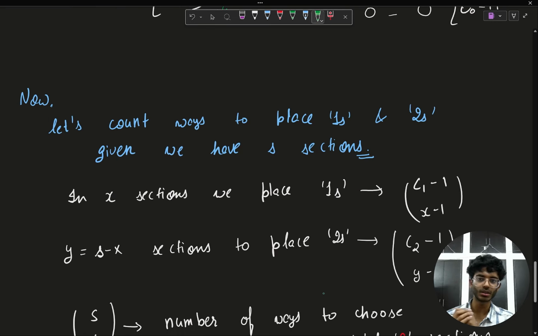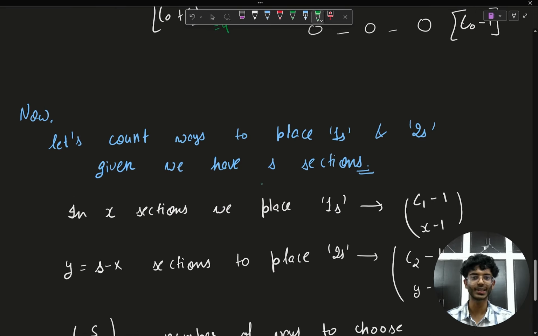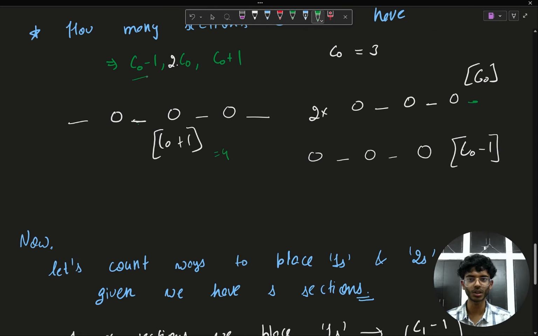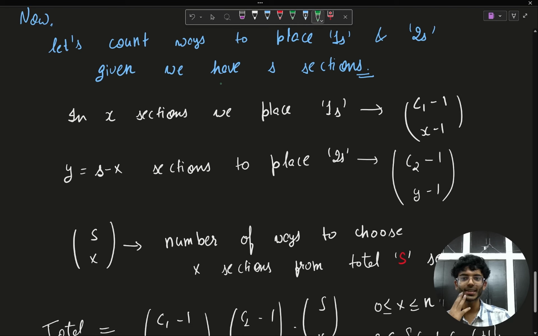Now let's count the ways to place ones and twos, given that we have S number of sections. S can be either C0 minus 1, C0, or C0 plus 1. So let's say out of all of these S sections, we want to place ones in X sections out of them. Let's say in total we have 5 sections, and for X equal to 2, we want to place ones in these 2 sections. So what are the total number of ways to place them?